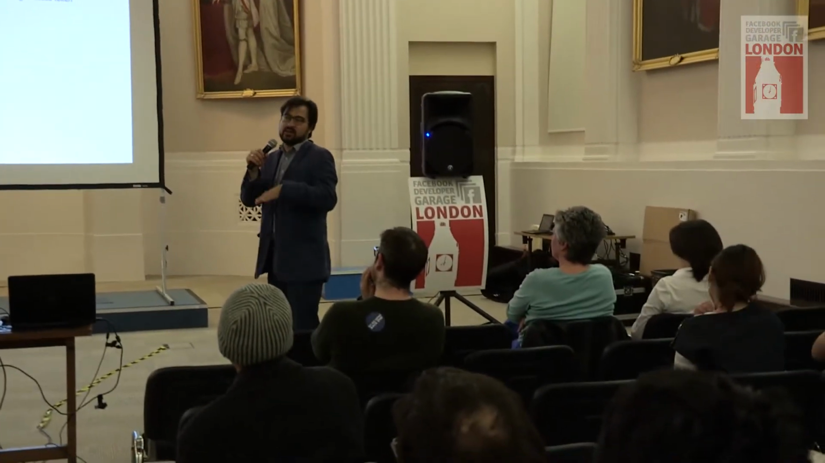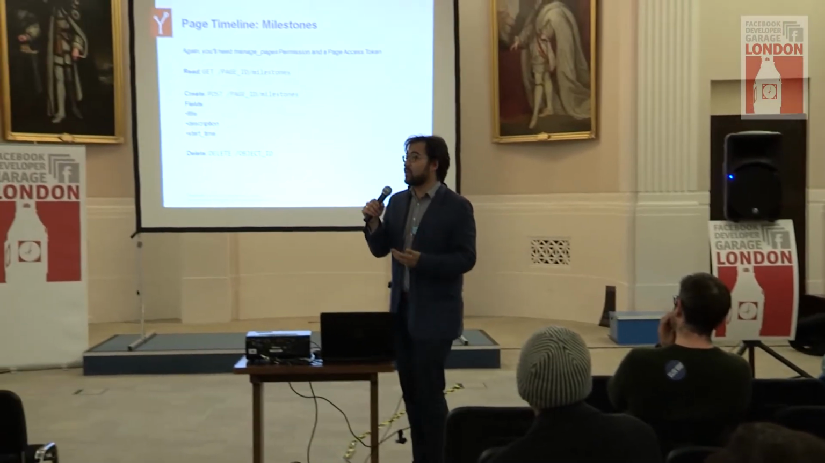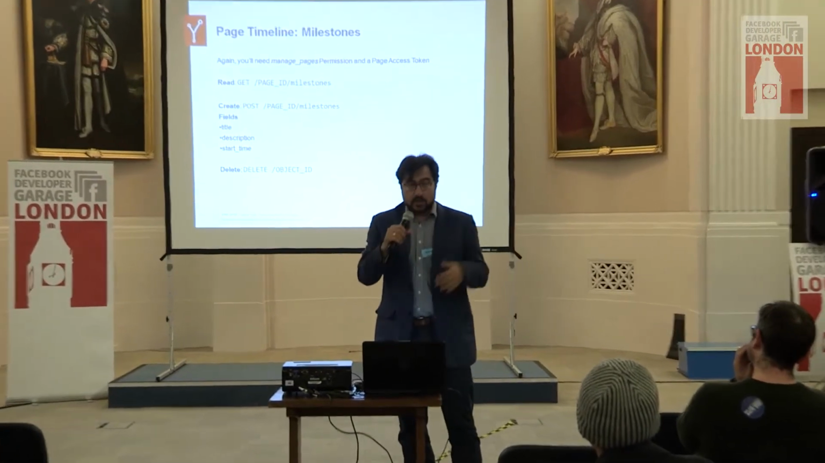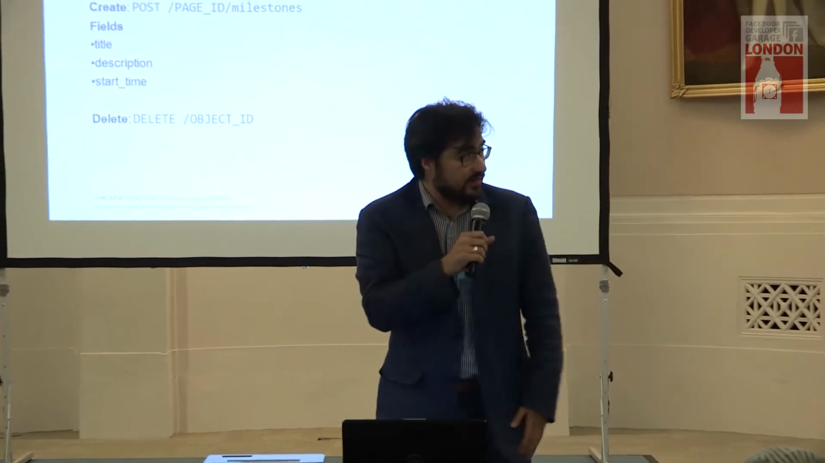All right, great. So pages can now have milestones. This is one of the cool things. How many of you have looked at the Coca-Cola page, the timeline page? It's really cool because you can go all the way down to the bottom and it shows they were founded in 1892 or whenever it was, which is really nice for brands to show their history. You can now add those milestones using the Graph API.